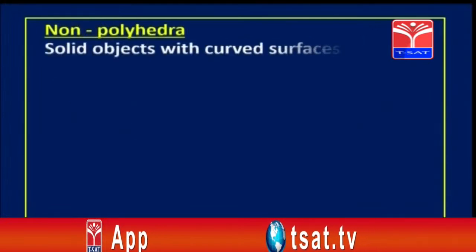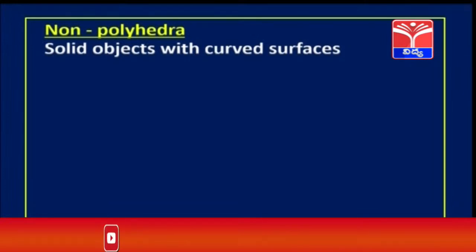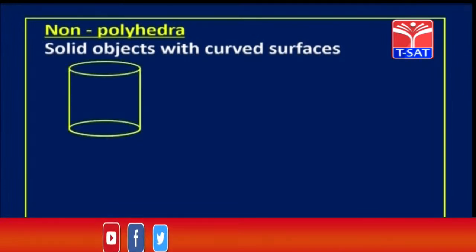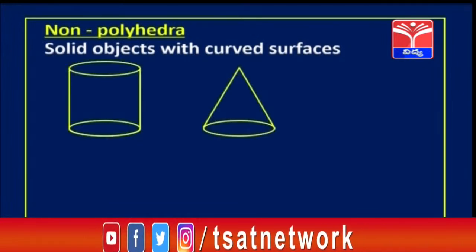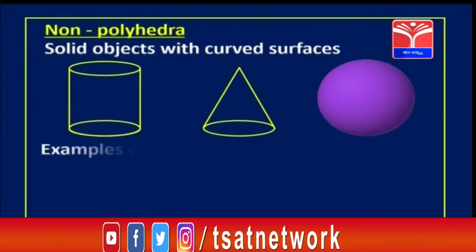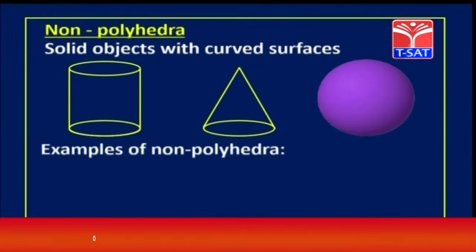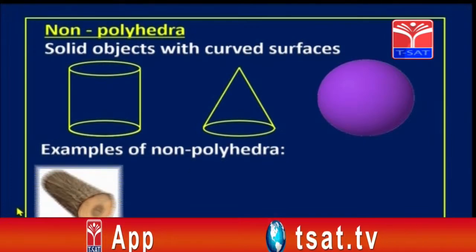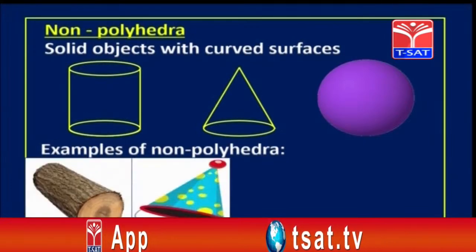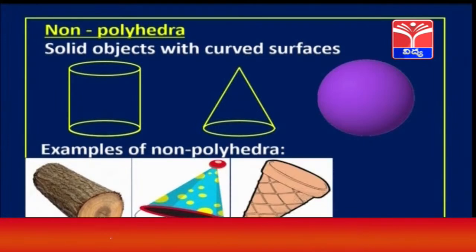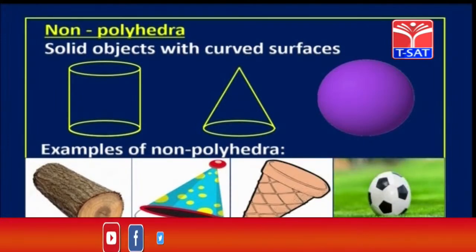Now let us understand what are non-polyhedra. Solid objects with curved surfaces are called non-polyhedra. Children, you can observe cylinder, cone, sphere. Can you give examples of non-polyhedra in our day-to-day life, children? Yes, let us see some examples. Wooden log, birthday cap, ice cream cone, football.